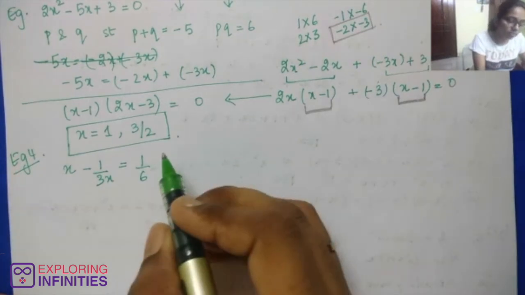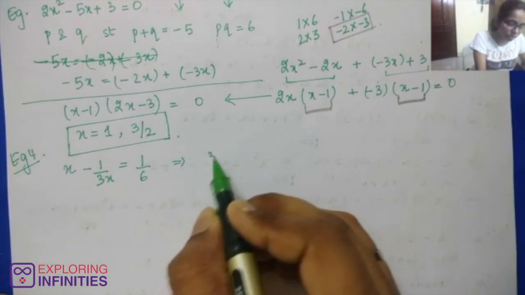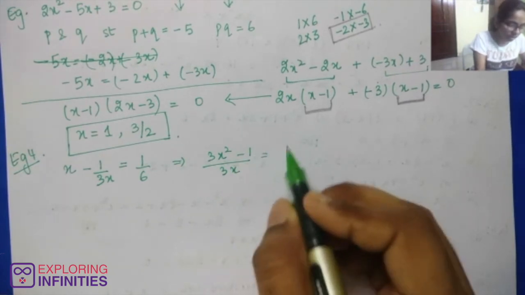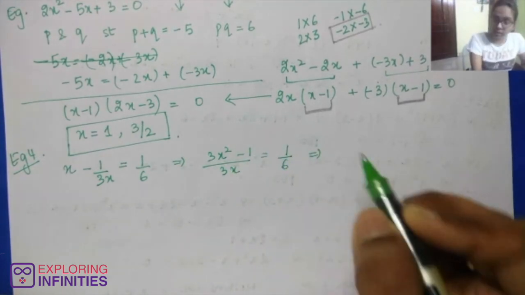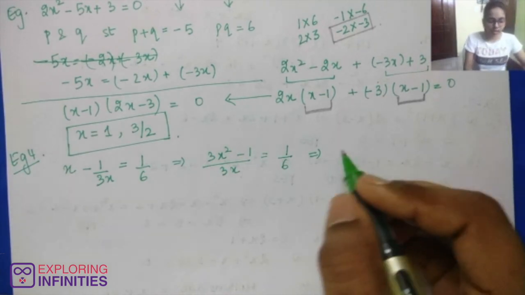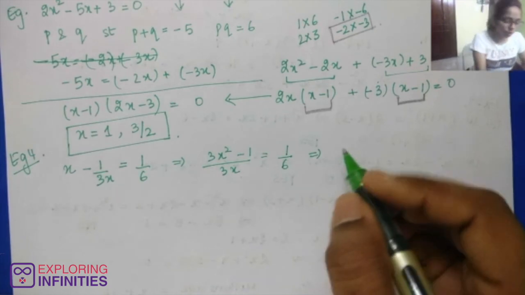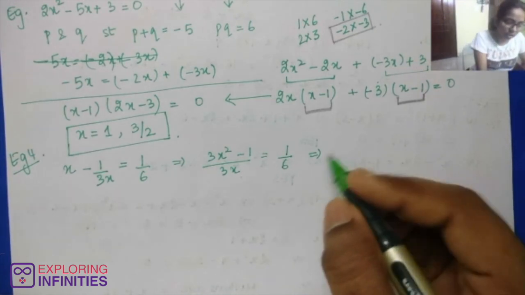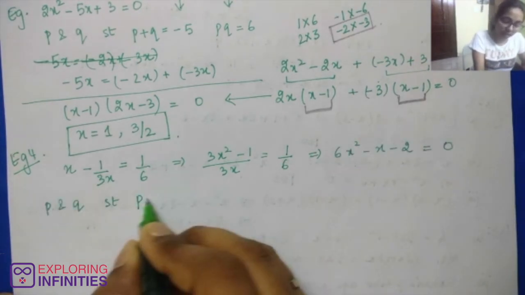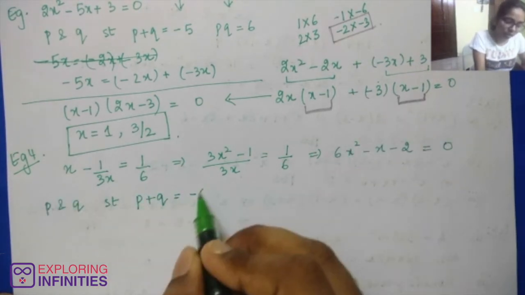So when I simplify it, I have (3x square minus 1)/(3x) equal to 1/6. If I simplify it further, I have 6x square minus x minus 2 equal to 0. So this is your quadratic equation. Now we have to look for p and q such that the sum p plus q gives you minus 1 and pq gives you minus 12.